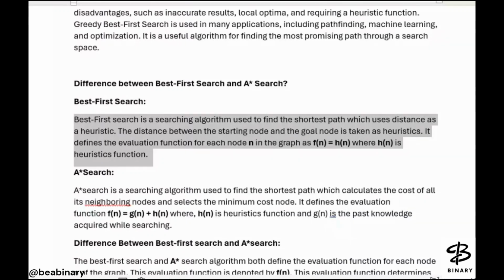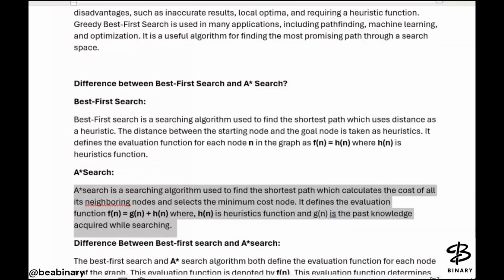And what is the A asterisk we have talked about? A asterisk is a searching algorithm which is used to find the shortest path, which calculates the cost of all its neighboring nodes and selects the minimum cost node, right? And it defines the evaluation function as f(n) = g(n) + h(n), where h(n) is the heuristic function and g(n) is the past knowledge acquired while searching. So here it works on the past knowledge also.